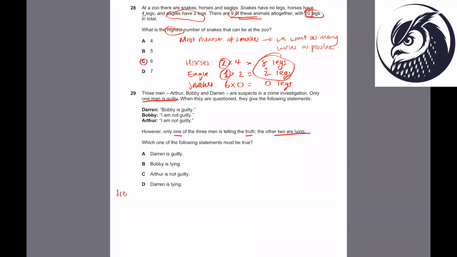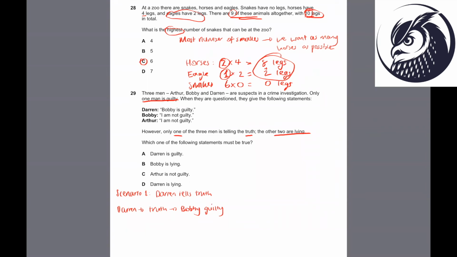Scenario 1, Darren tells the truth. Now, if Darren is telling the truth, then what does he say? He says that Bobby is guilty, right? And he's telling the truth, right? So that means Bobby is guilty. So Bobby's our guilty man now, okay?